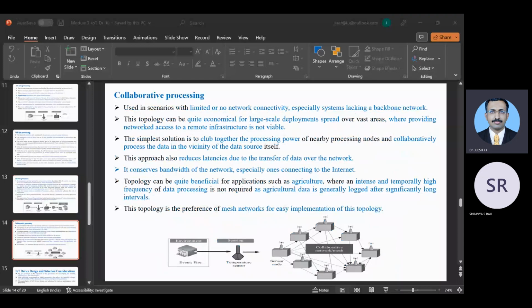It conserves whatever bandwidth in the network is there. That is one of the advantages, and it reduces the latency of the transmission of data, as well as being quite beneficial. Applications like agriculture can use it, where the data is generally logged after significantly long intervals. So we are not worried about the data being received immediately when you are going with an application like agriculture. You connect all the nodes together. Each node is interconnected to each other, so it forms a collaborative process.